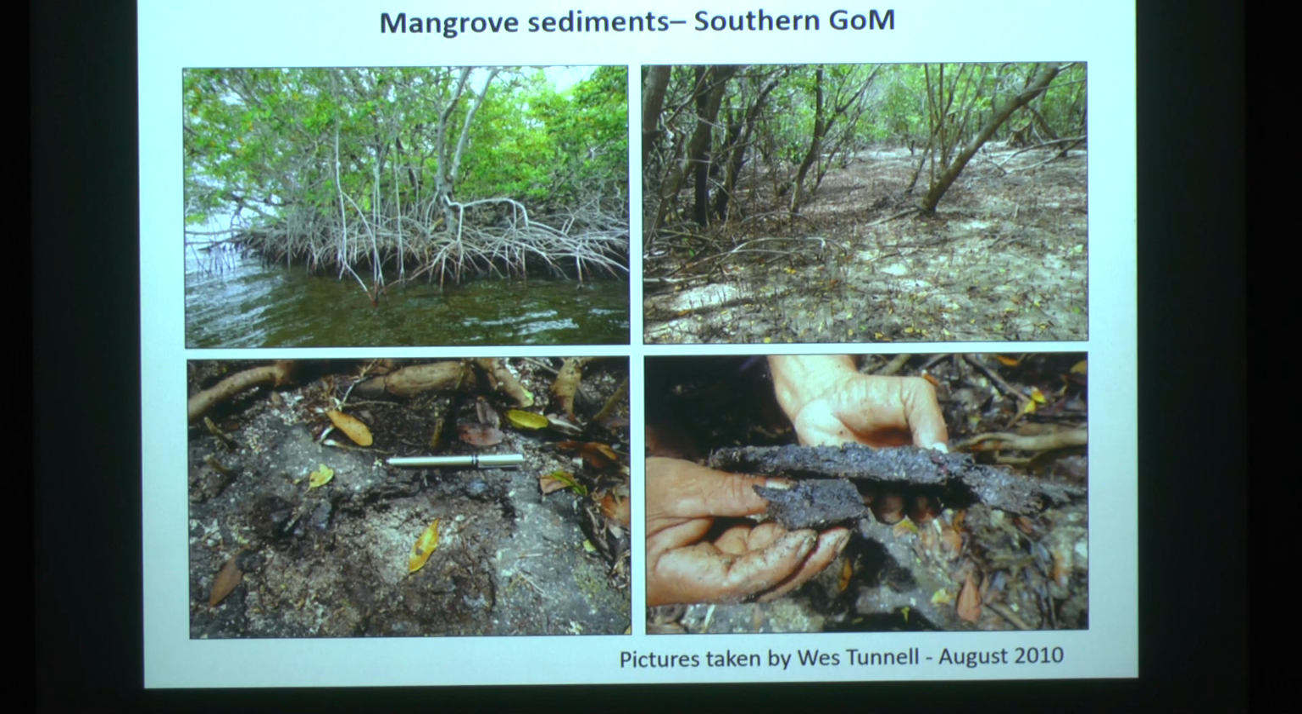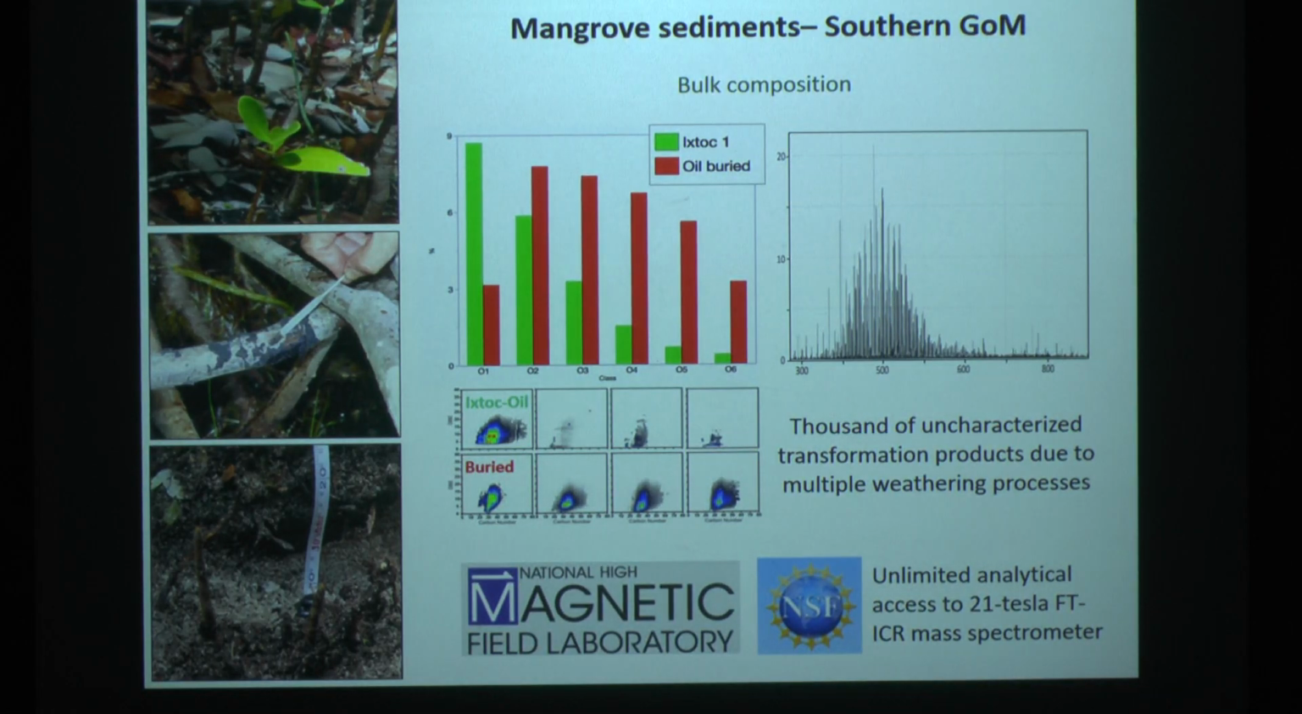So in 2010, West Tunnel was able to go back to the same sites, and he found that there were still oil residues at the surface of the sediments. But he didn't collect any samples or do any chemistry. So we went in 2016, and it's hard to see here in the picture, but there are oil tars on the surface of the sediments. You can see better here on the prop roots, or the roots, of the mangrove trees.